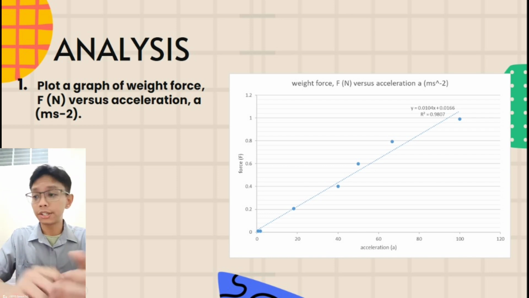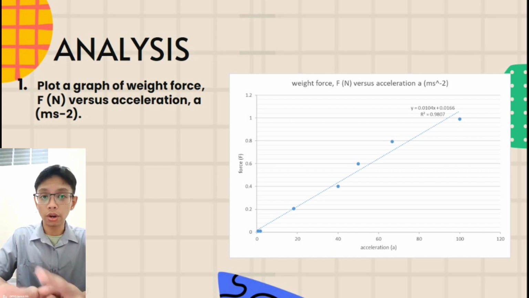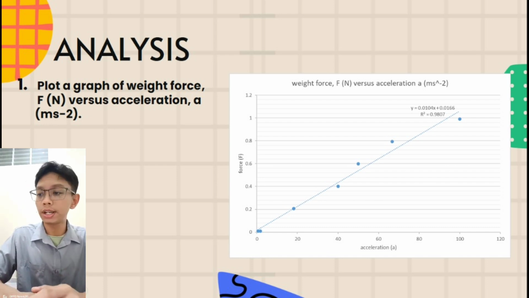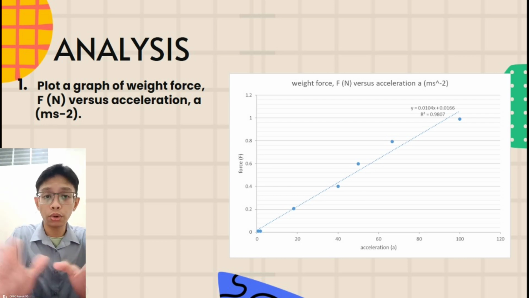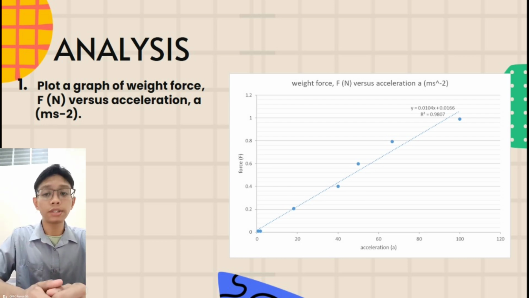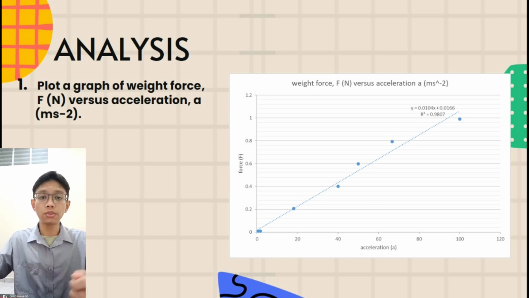In the analysis section, there are 5 questions asked. Now, let's take a look at the first question. The first question asks us to plot a graph of weight force versus acceleration. That means the question is asking us to draw a graph of weight force against acceleration. So as you can see here, this is our graph. So this is the first question.